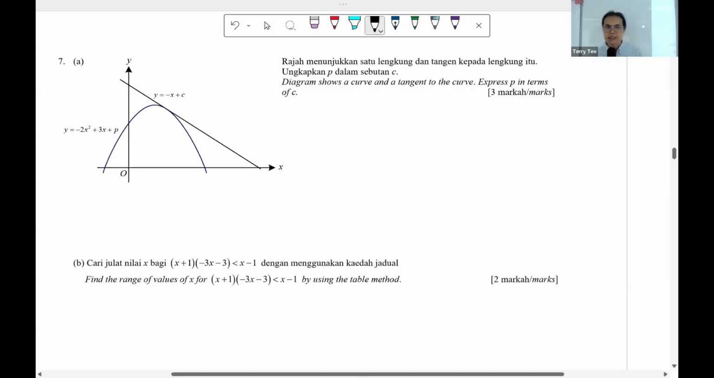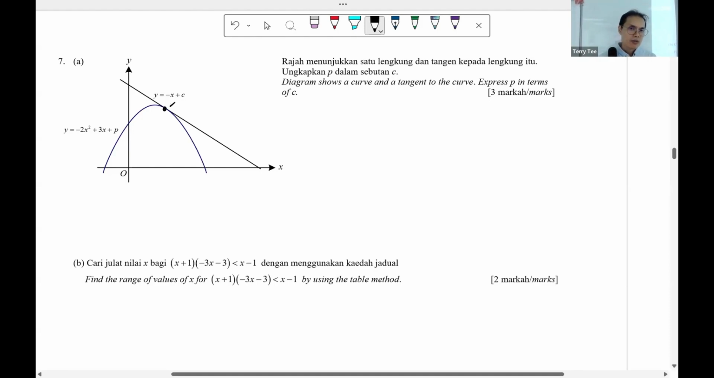Okay, question number 7a. So this is which chapter? Form 4, chapter 2, quadratic function. So the first one you have, part A, part B, part C. Part A first. Diagram shows a curve and a tangent to the curve. Express p in terms of c.